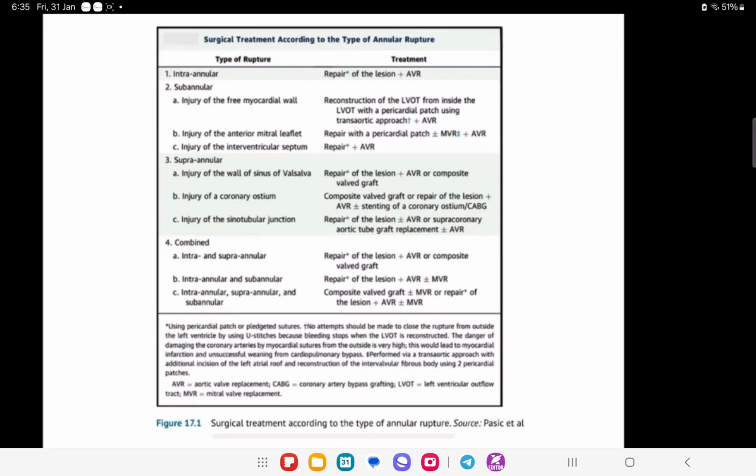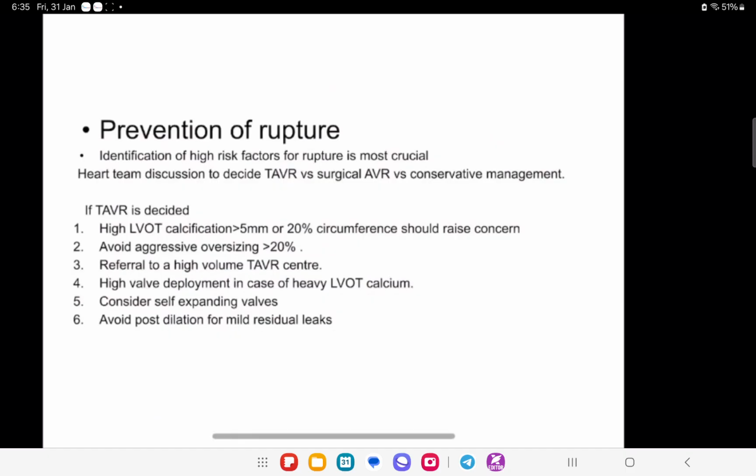Surgical management depends upon the type of rupture. If it is intraannular, repair of the lesion with an aortic valve replacement. If it is subannular, it could be free myocardial wall or an injury to the anterior mitral leaflet or injury to the interventricular septum, and the treatment is as shown in the picture. Supraannular injury can be an injury to the sinus of Valsalva, coronary ostium, or the STJ. And combined, it can be intra or supraannular.